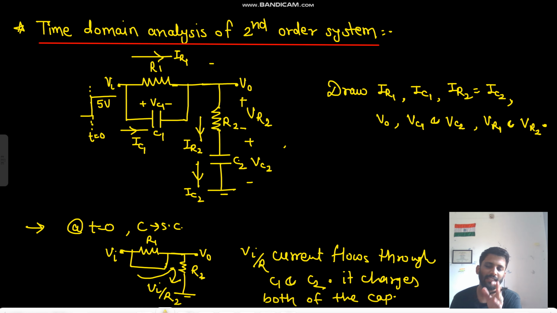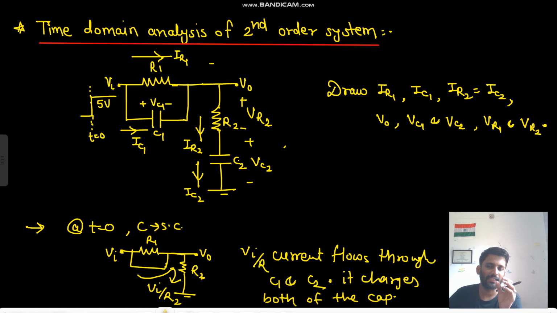And one more point is that since your VC1 is going down now, that means your VR1 is going down. Your VC1 is going down since the current is flowing in opposite direction. So your VC1 is going down, that means your VR1 is also going down. That means your IR1 is also going down. Your IR1 is going down, your IR2 is going down. But IR1 is more than IR2.